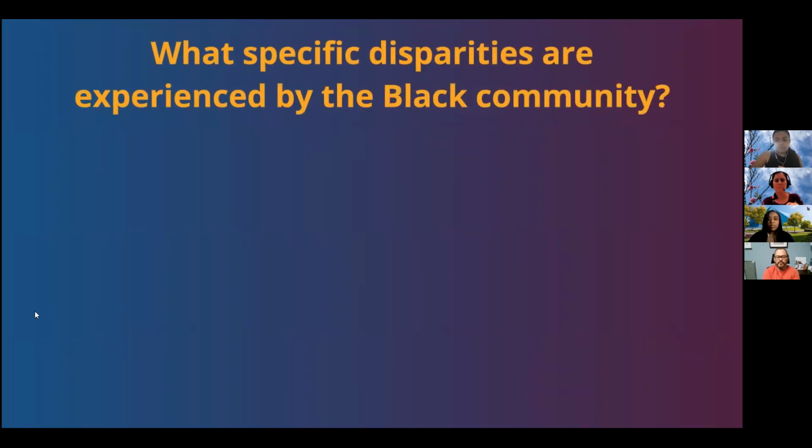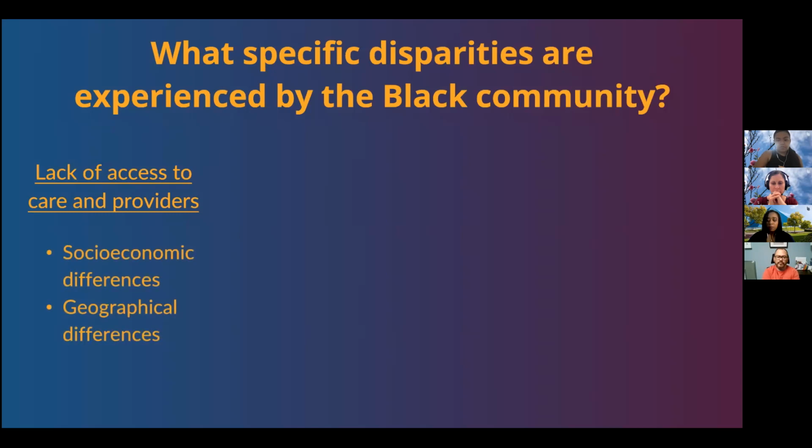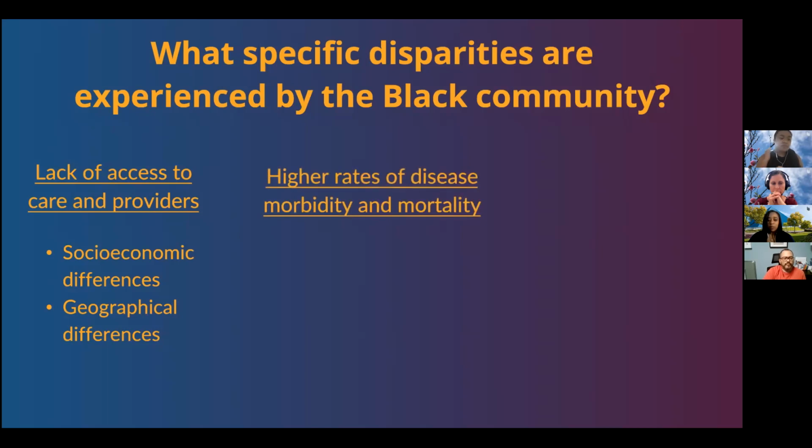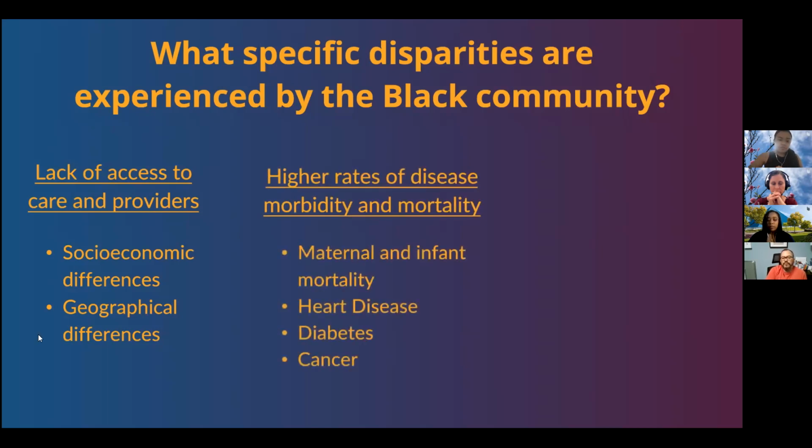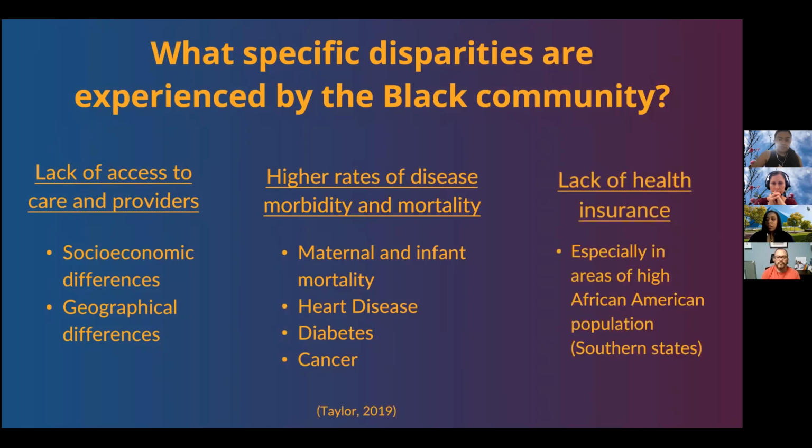So let's talk about specific disparities that are experienced by the Black community. First, there can be a lack of access to care and providers, and this can be due to socioeconomic differences or geographical differences. There are higher rates of disease, morbidity, and mortality. This can be seen in maternal and infant mortality, heart disease, diabetes, and cancer. And there's also a lack of health insurance, especially in areas that have a high population of African Americans, so Texas, Georgia, a lot of the southern states.